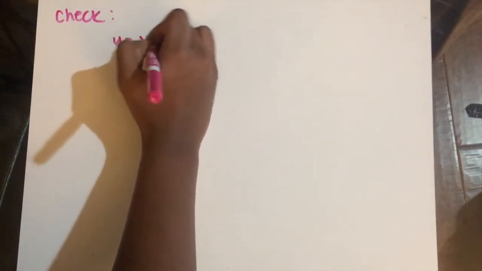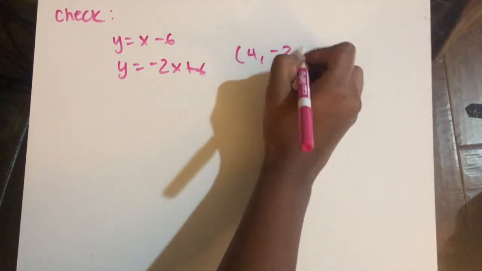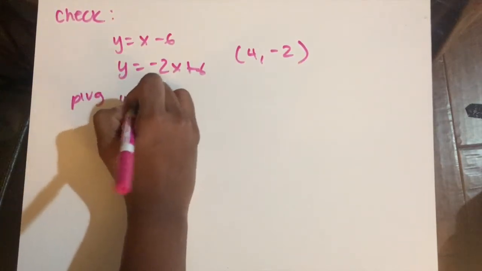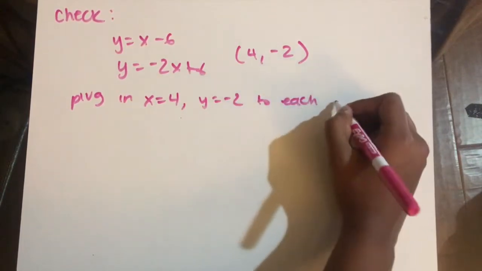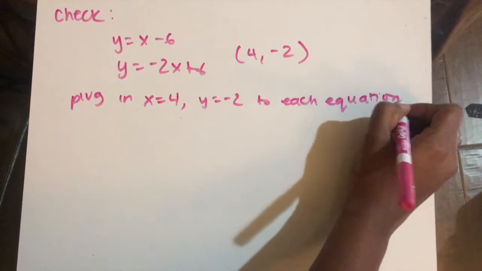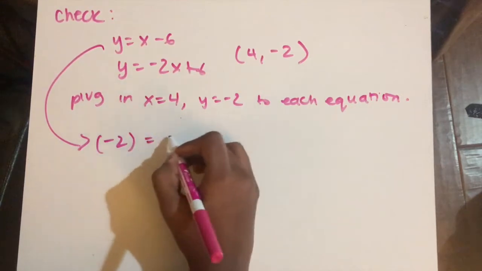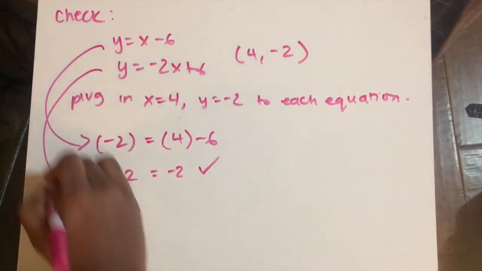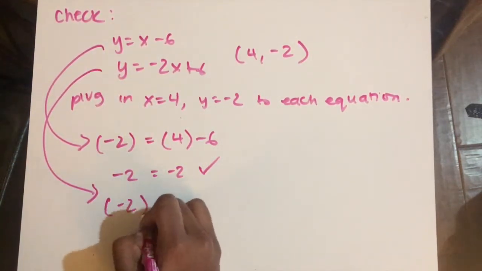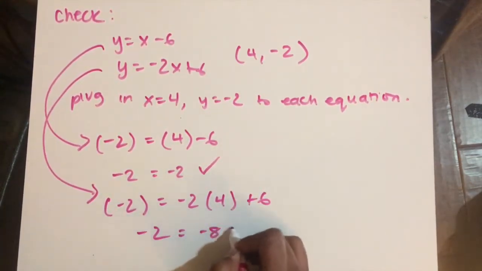In order to check if our solutions are correct for the first problem, we must plug our solution back into each of the equations and make sure that both sides are equal. This means that for this set of equations, we must plug in x is equal to 4 and y is equal to negative 2 into both of the equations. The first equation works out to be negative 2 is equal to 4 minus 6, which is negative 2 is equal to negative 2, showing that the solution is correct for the first equation. We then do the same thing for the second equation by plugging in negative 2 is equal to negative 2 times 4, all plus 6, which is negative 2 is equal to negative 8 plus 6, which is negative 2 is equal to negative 2.